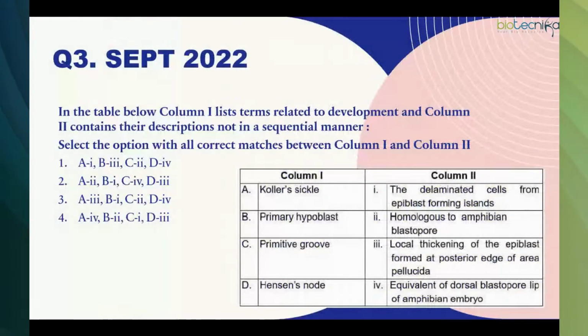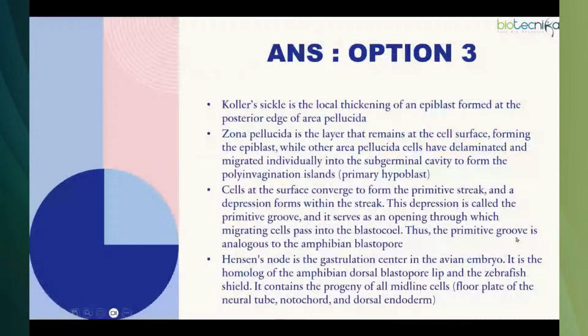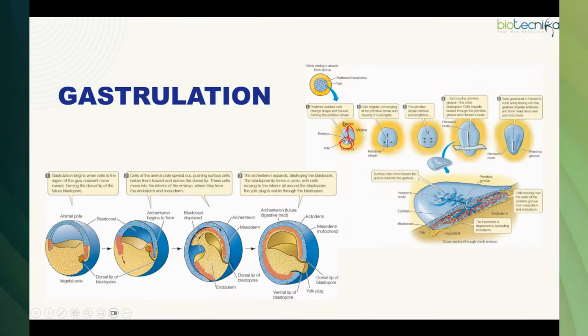So Koller's sickle is basically the local thickening of the epiblast, which is found at the posterior edge of the area pellucida. Epiblast simply means the top layer. Whatever you're seeing as the top layer, that is the epiblast. From here only the cells go inside. Below the epiblast is one layer, the hypoblast, but slowly the endoderm comes, meaning the hypoblast will be replaced. So the posterior end of the epiblast is the Koller's sickle. And the area pellucida is this yellow-colored area you see.